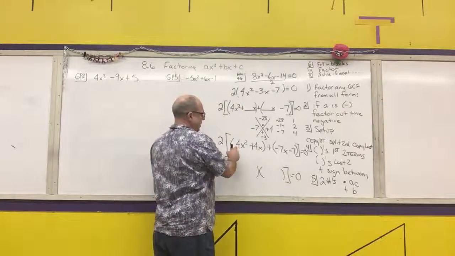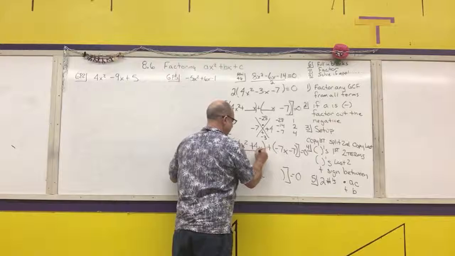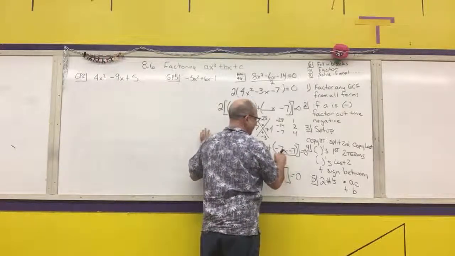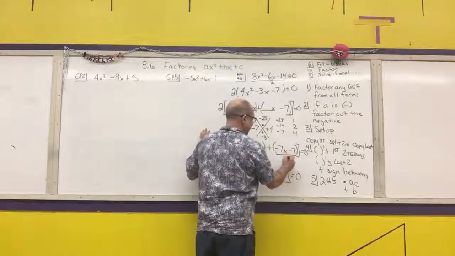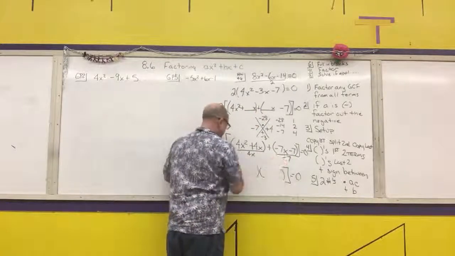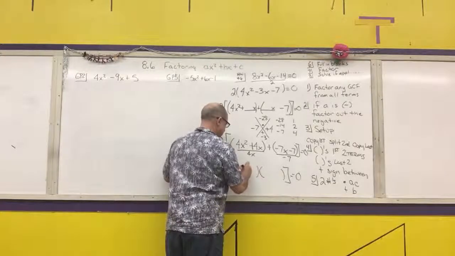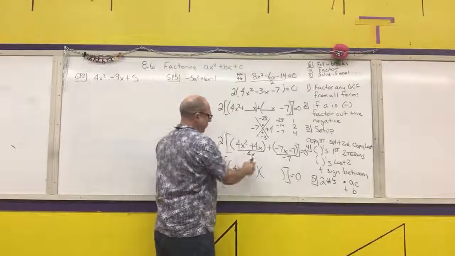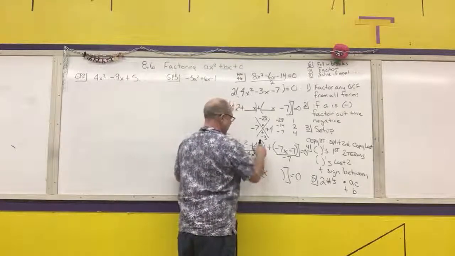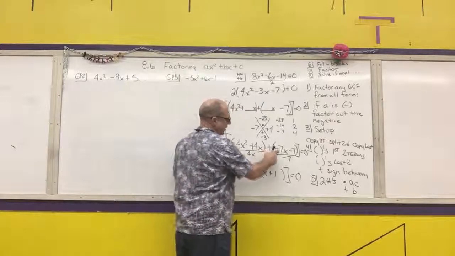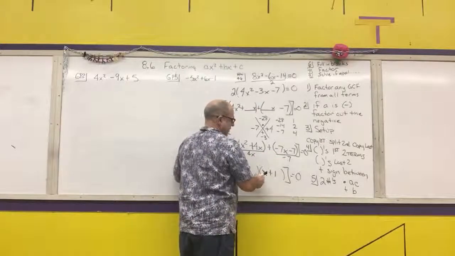So, greatest common factor between 4x squared and 4x is 4x. Greatest common factor between -7x and -7 is -7. So I'm going to write 4x minus 7. Then I'm going to do the division. 4x squared divided by 4x is x. 4x divided by 4x is 1. Check my work. Negative 7x divided by negative 7 is x. Negative 7 divided by negative 7 is positive 1.